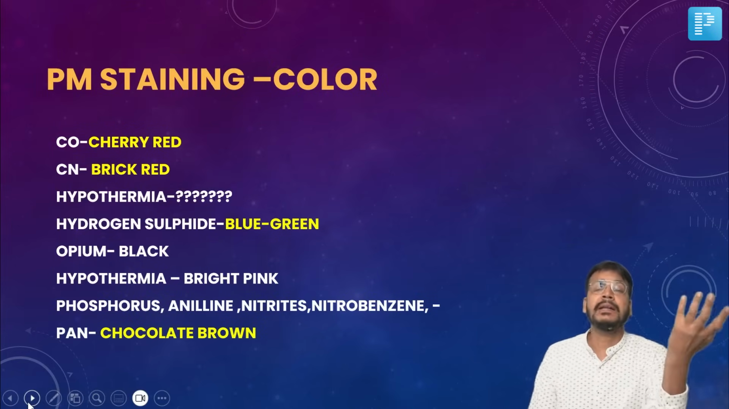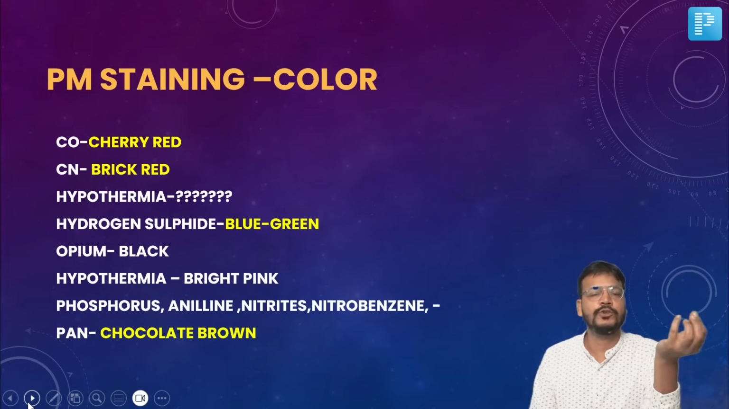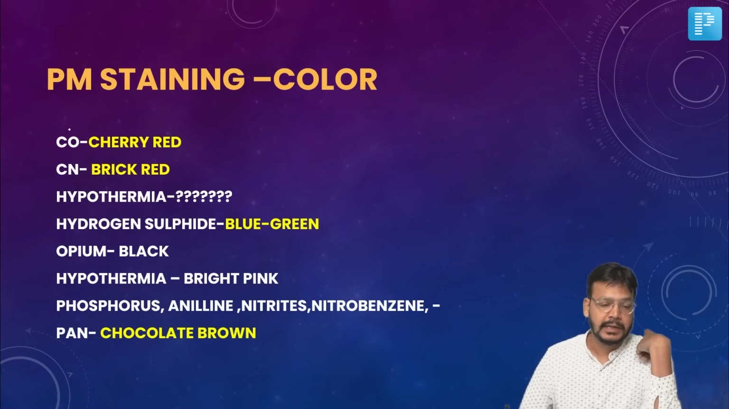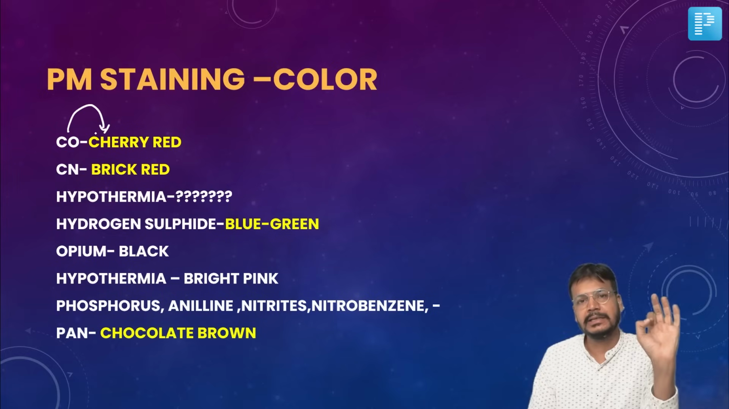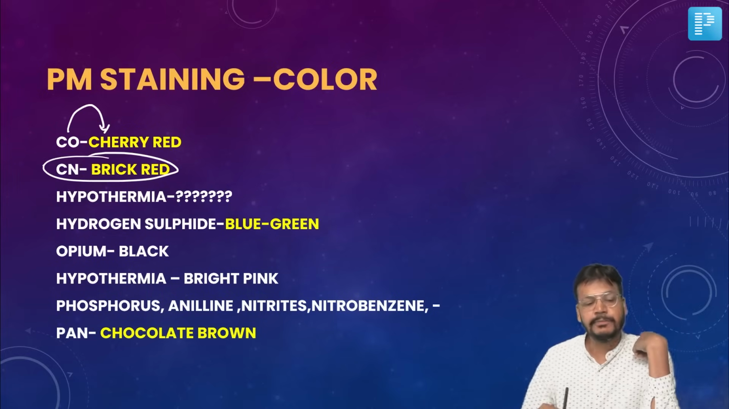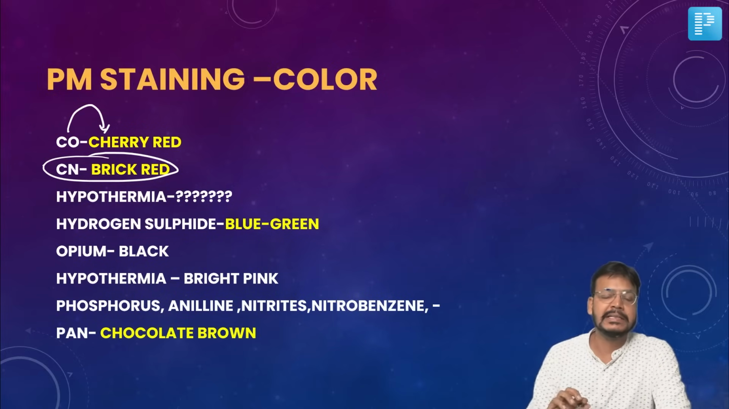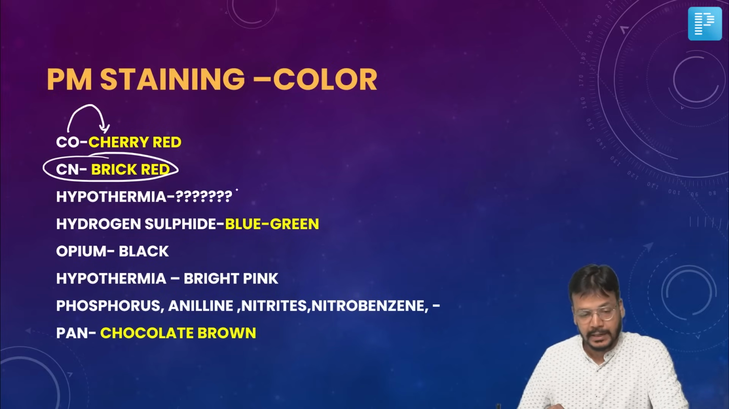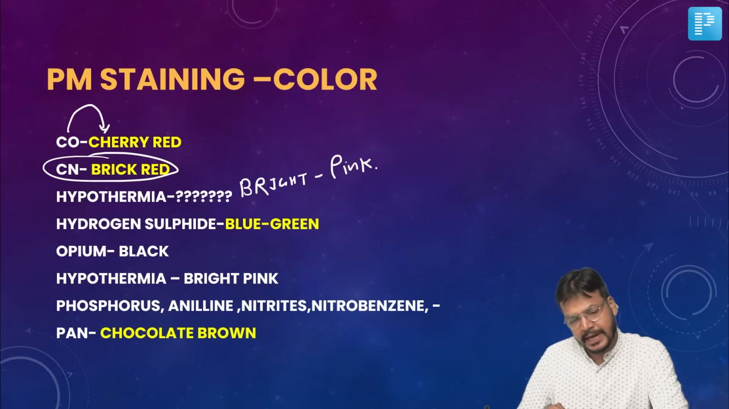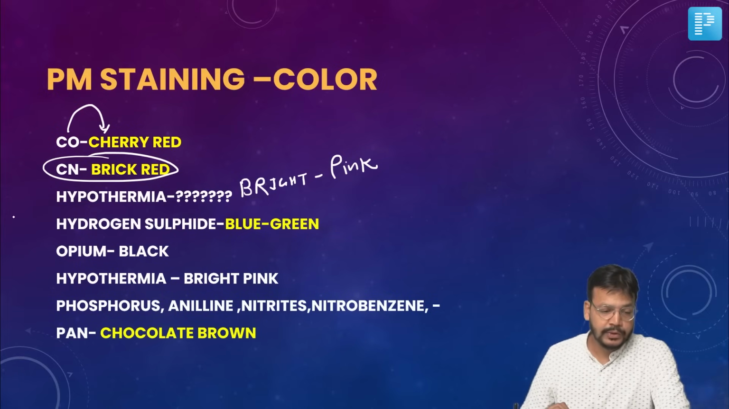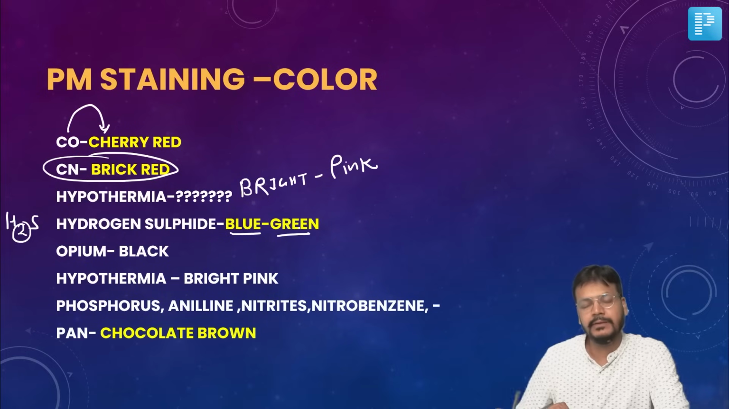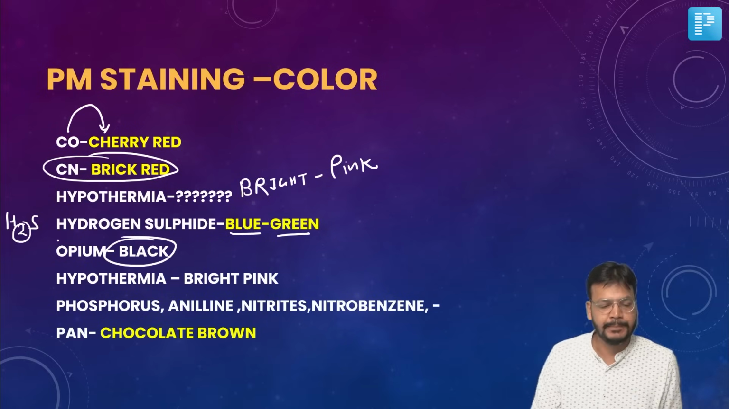Sir, postmortem staining color. I already told you today, postmortem staining is an independent topic. Carbon monoxide, cherry red color, CC. Cyanide, it is brick red color. Very, very important, sir. Cyanide, it is brick red color. Hypothermia, it is bright pink color. Hydrogen sulfide, H2S. How would you remember 2 color, bluish green. Opium, it is black color. Hypothermia, it's a bright pink color.